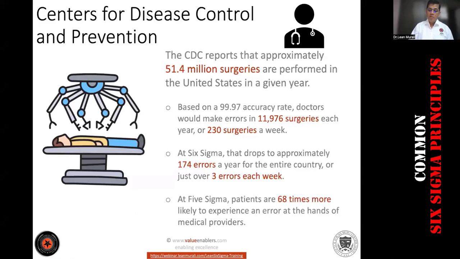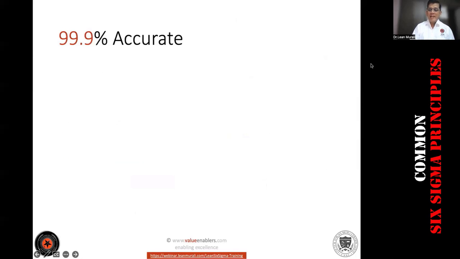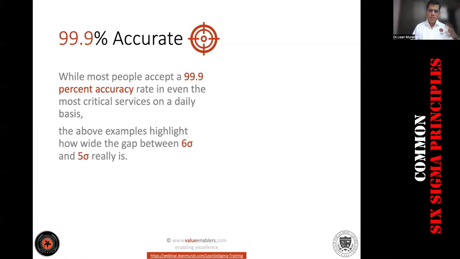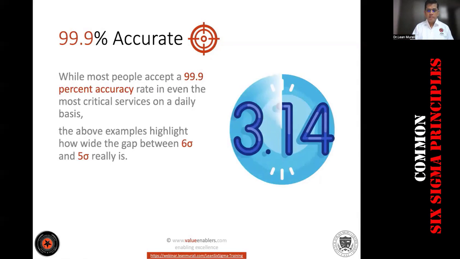At 5 Sigma, the patients are 68 times more likely to experience an error. Now, 99.9% accurate is not good enough, because most people accept 99.9% accuracy as a good rate even in the most critical services on a daily basis. But we have seen the huge difference between 5 Sigma and 6 Sigma.